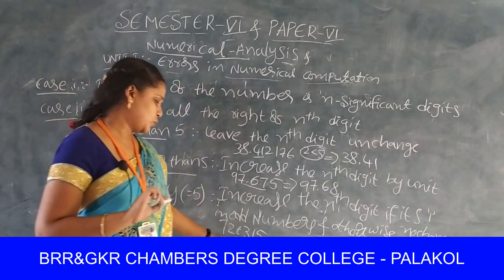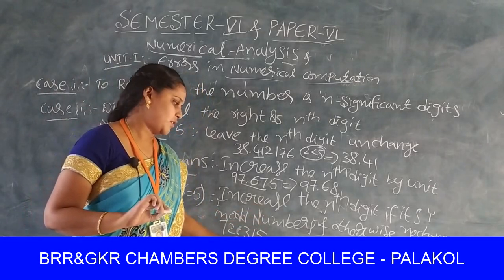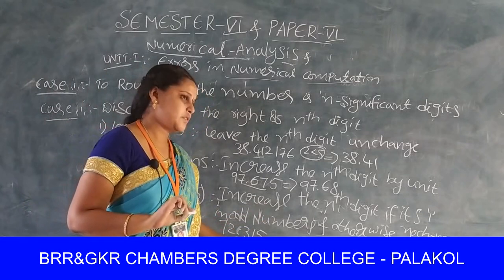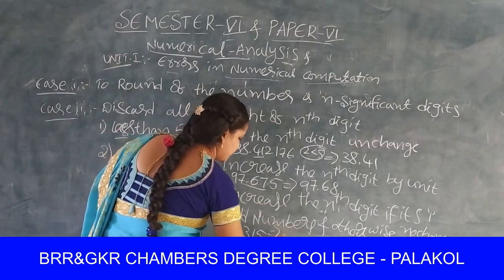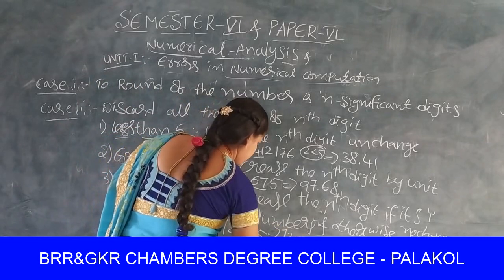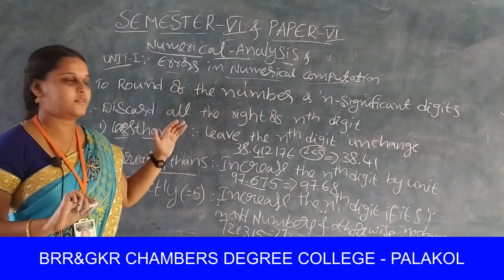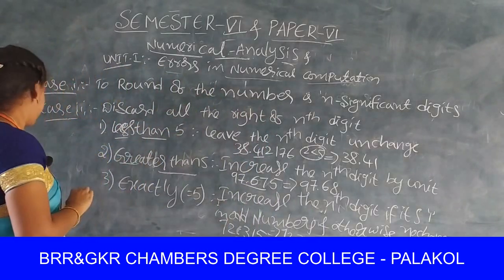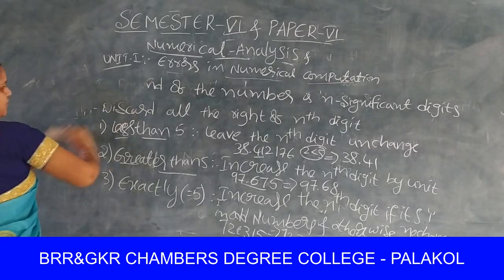72.315, so this is also two decimal places, 72.31, and the next place value is 5. 5 is also an odd number, so the rounded value is 72.32. This topic is also complete. Next topic.